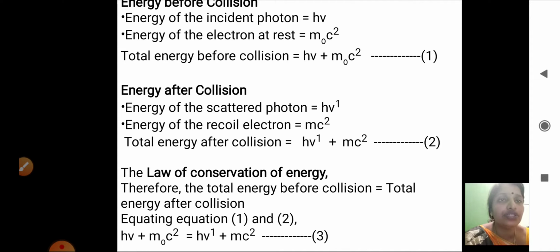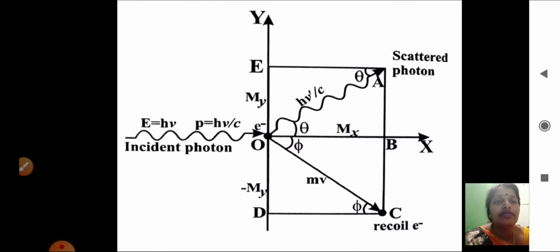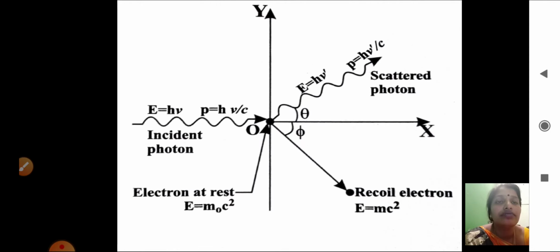The incident photon energy is h nu. The energy of the electron at rest is m naught c squared. Total energy before collision equals h nu plus m naught c squared. You see this figure: E equal to h nu is the incident photon energy, and for the electron at rest, E equal to m naught c squared. Total energy before collision equals h nu plus m naught c squared.